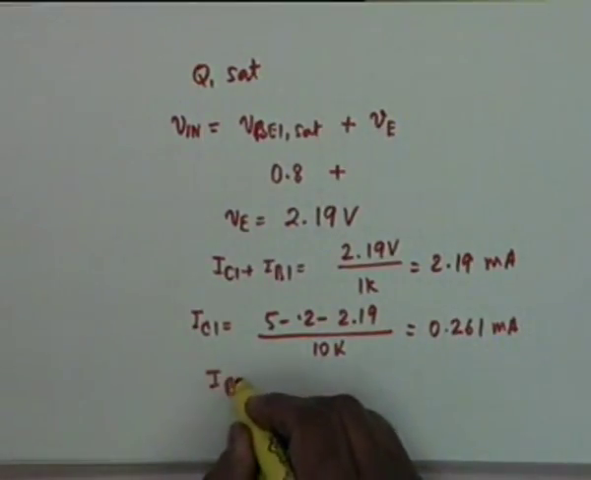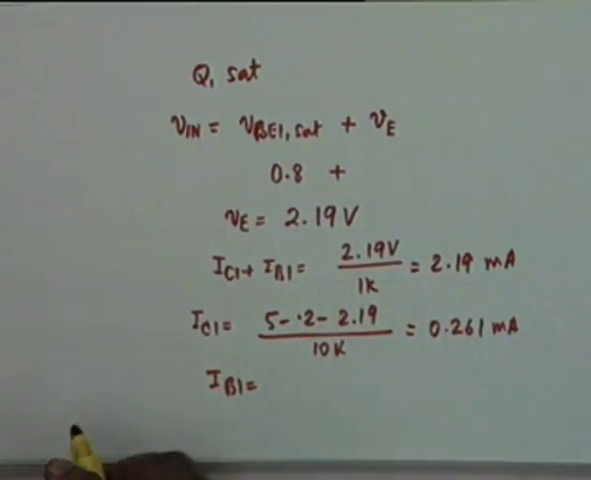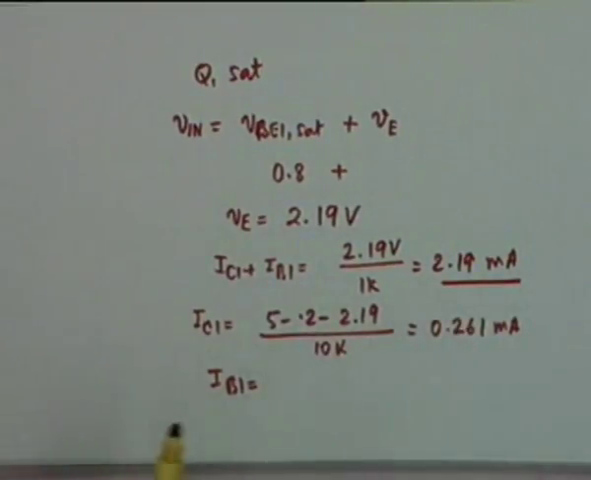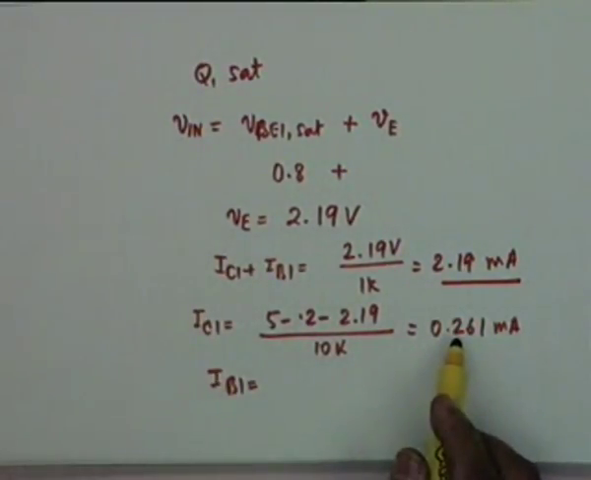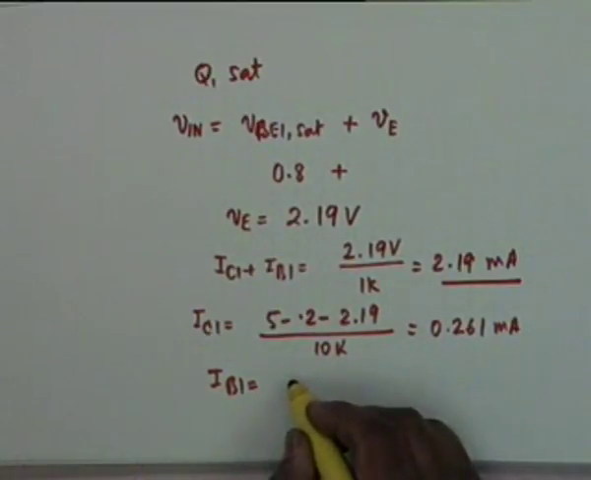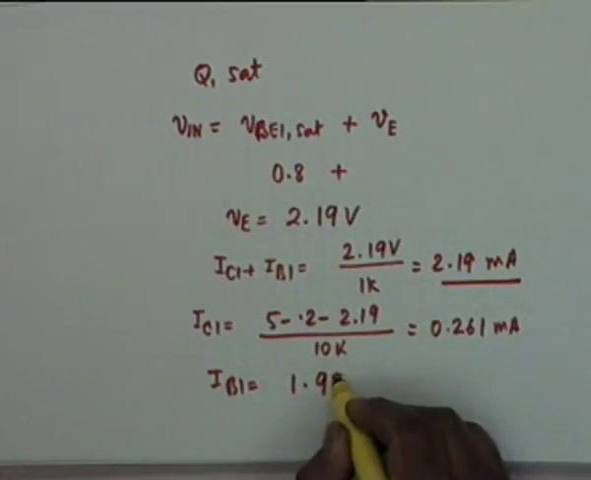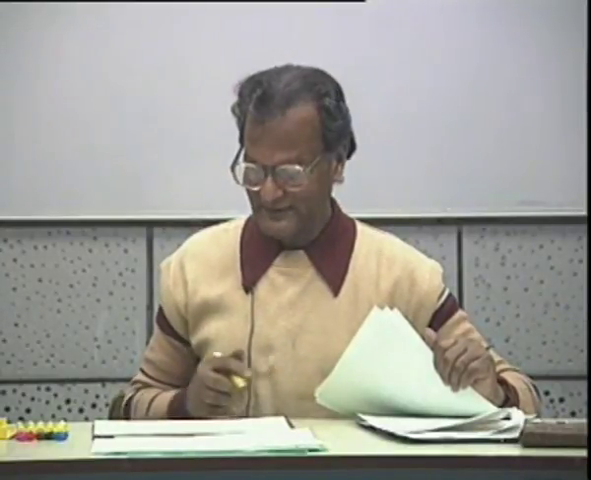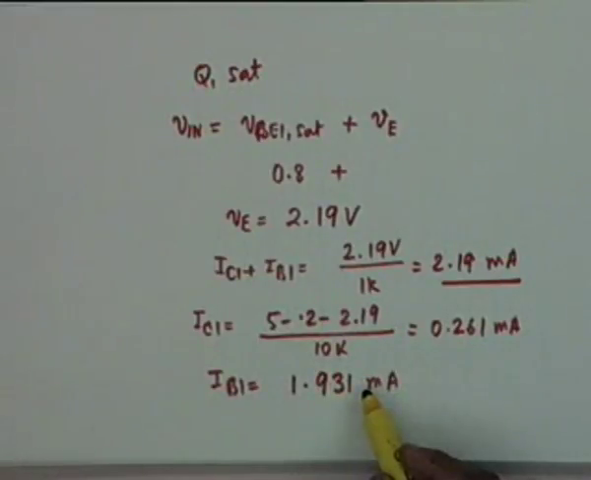Then what is IB1? This minus this. IB1 plus IC1 is 2.19 milliampere, and IC1 is this. Therefore, IB1 becomes 1.931 milliampere. Is there a doubt that the transistor is saturated? IC1 by IB1 is a fraction now, much less than 100, and therefore indeed Q1 is saturated.